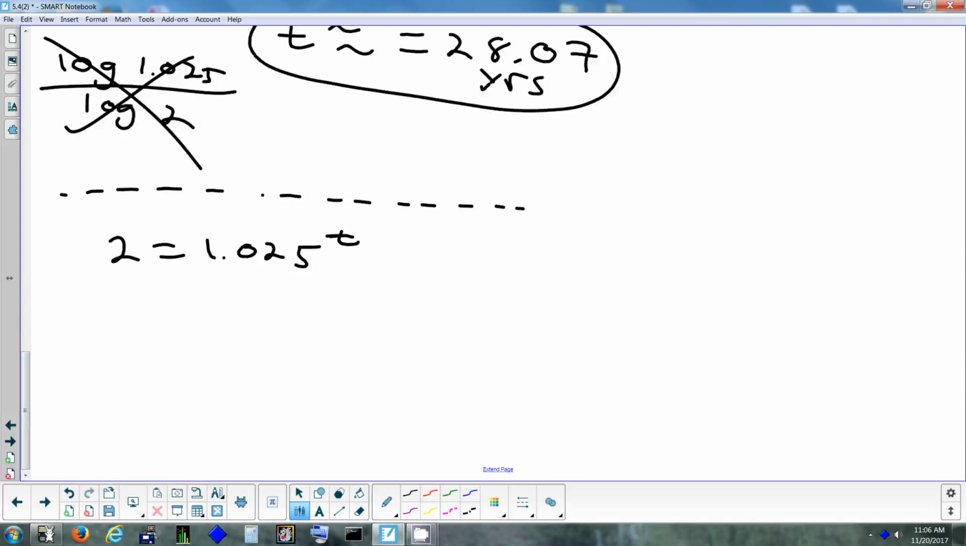Let's change that into log form, which is what I was starting to do, but I want to write it out. What's the base in 2 equals 1.025 to the t? What number is the base there? Devin? 1.025. That's going to be the base on my log as well.